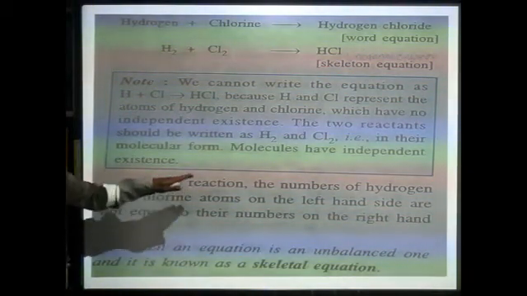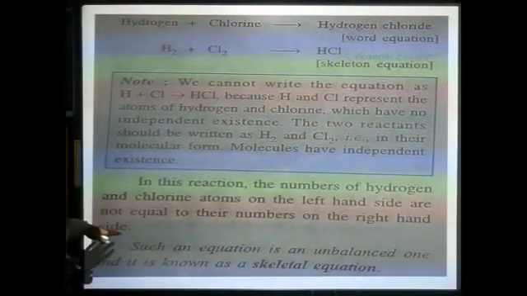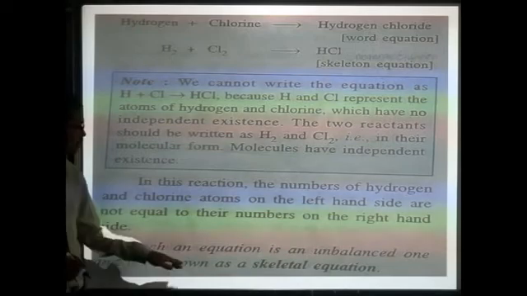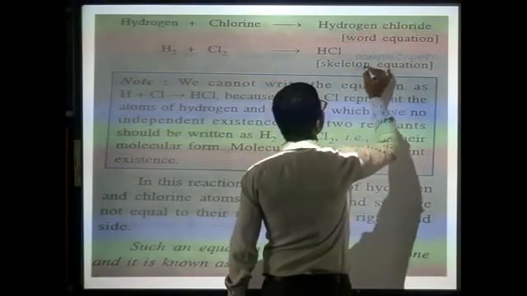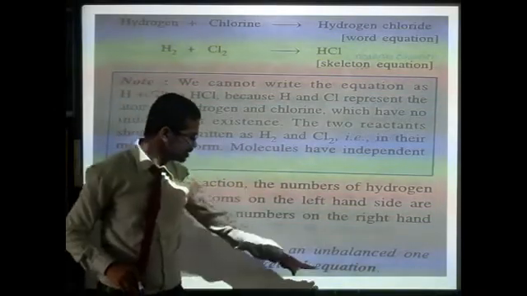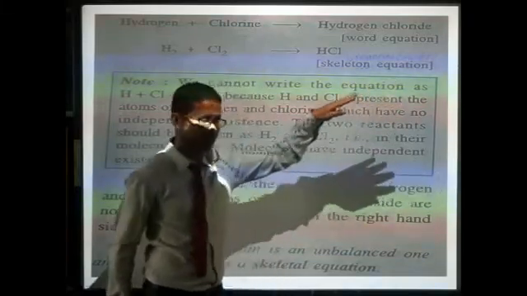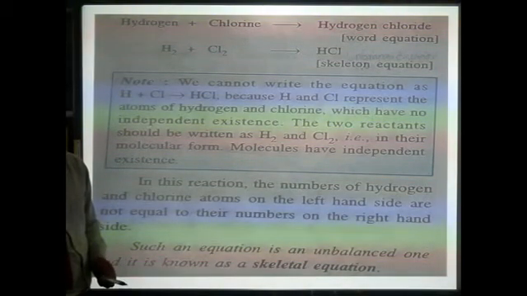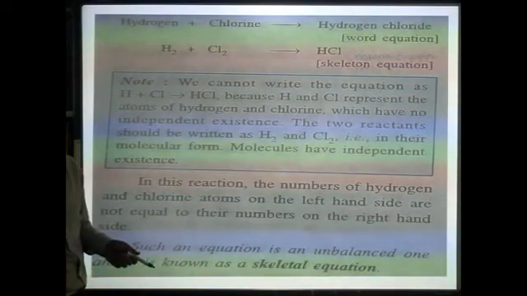In this reaction, the numbers of hydrogen and chlorine atoms on the left hand side are not equal to their numbers on the right hand side. Such an equation is an unbalanced one and it is known as a skeletal equation. Make the correction in your book also: skeletal equation, this is correct, not skeleton. A skeletal equation is an unbalanced equation, but sometimes skeletal equations are balanced. Generally they are unbalanced.